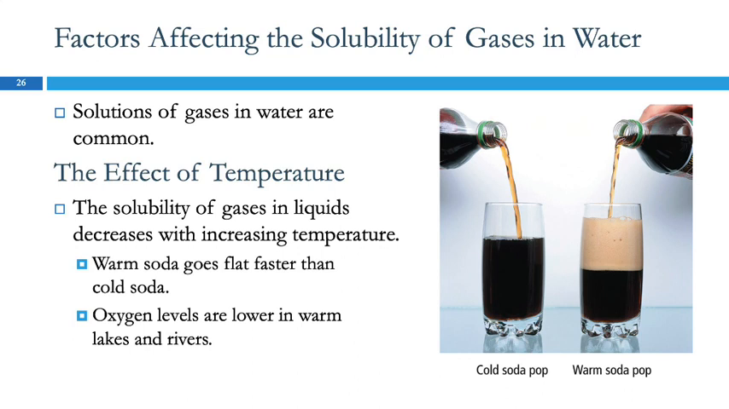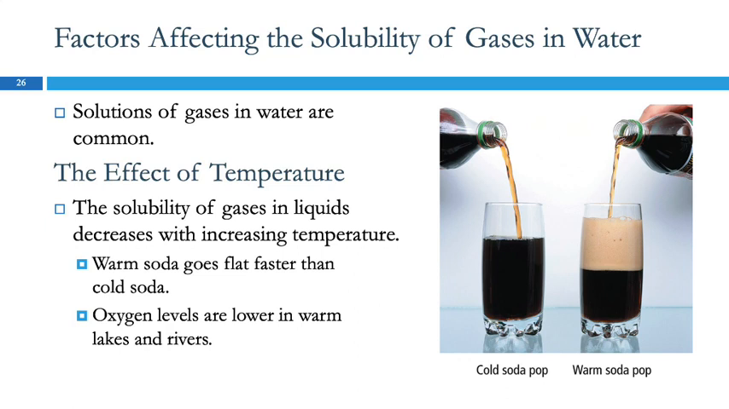If you have 2 cups of soda that are open, we know that they're going to go flat eventually, right? And this is something you could try at home. Pour 2 glasses of soda, put 1 in the refrigerator, and leave 1 on the counter. And come back a few hours later and taste them. The one that's on the counter, the one that's warm, is going to go flat faster than the one that's in the refrigerator, because the solubility of gases is less at higher temperatures.